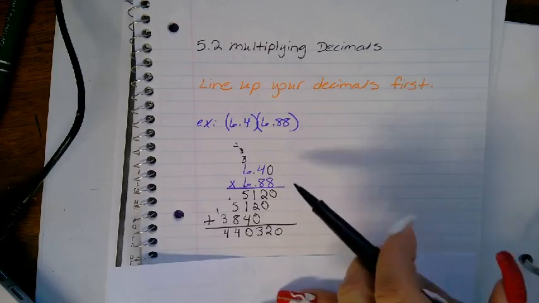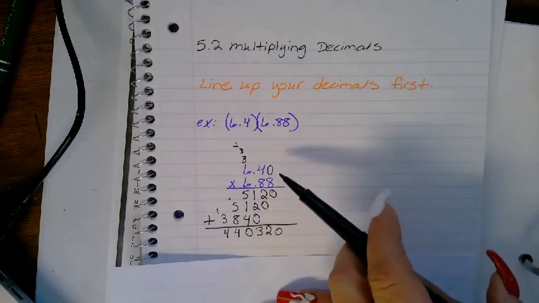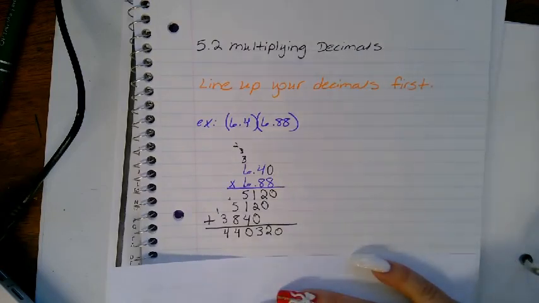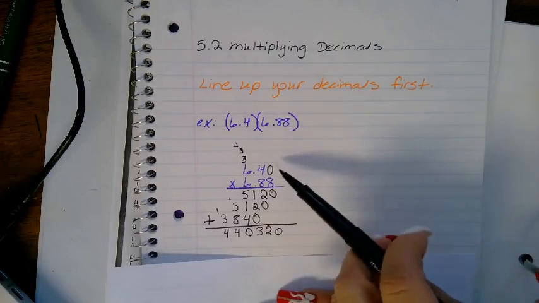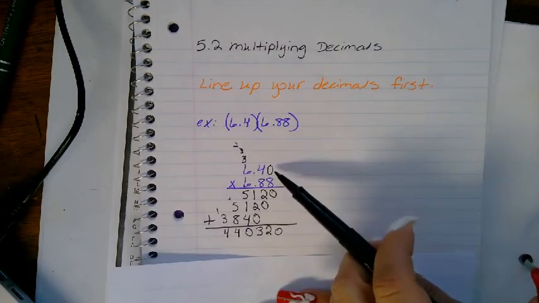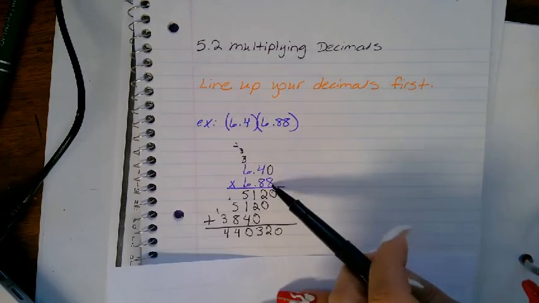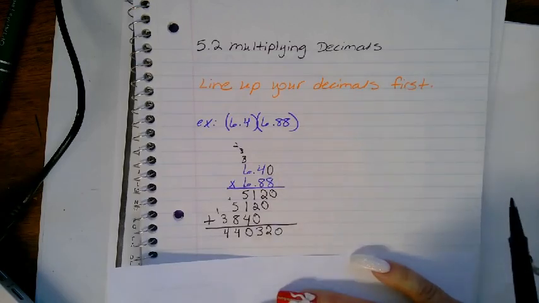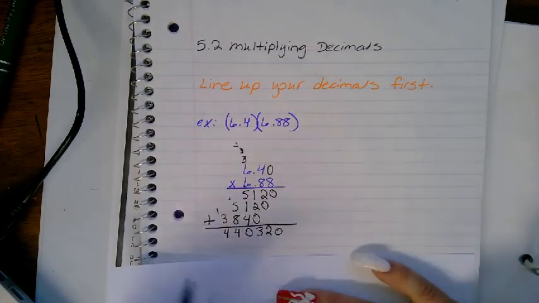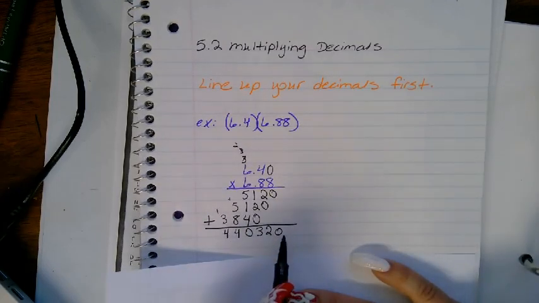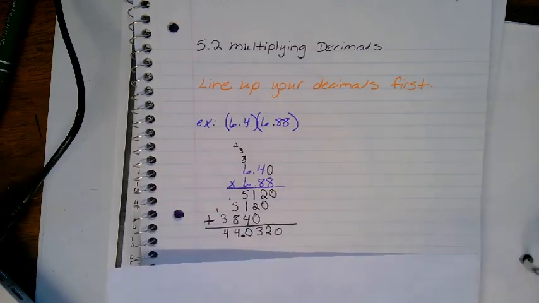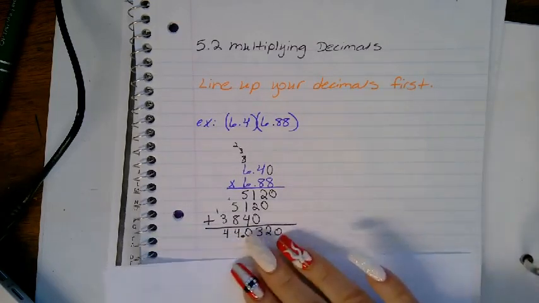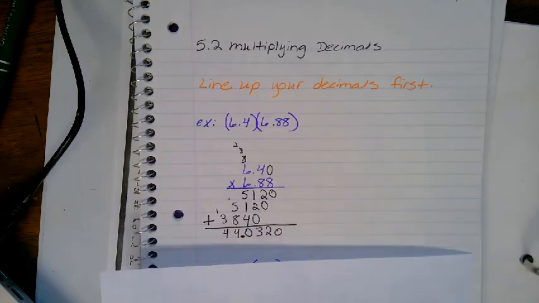Let's see. So when we put our decimal, we don't just bring it down like we did in other things, right? In multiplying, you have to count how many are here. So how many places are behind the decimal point? So we have 1, 2, 3, 4, right? There's 4 places total behind that decimal point. So then we start here and we go 1, 2, 3, 4. And it should be right there. So when you're multiplying, you have to count how many decimal places, how many numbers are behind it in your problem.